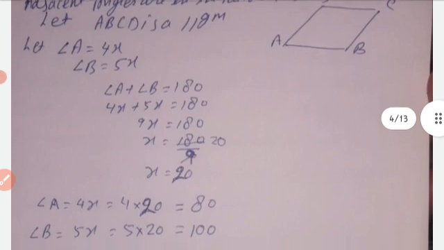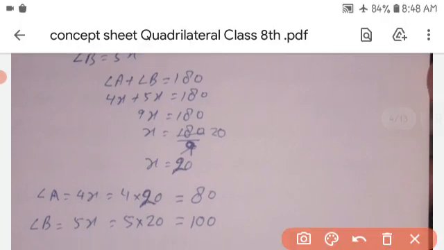Now put these values in angle A and angle B. Angle A is 4x, so 4 into 20 is equal to 80. Angle B is 5x, so 5 into 20 is equal to 100. Angle A is equal to 80, and angle B is equal to 100.